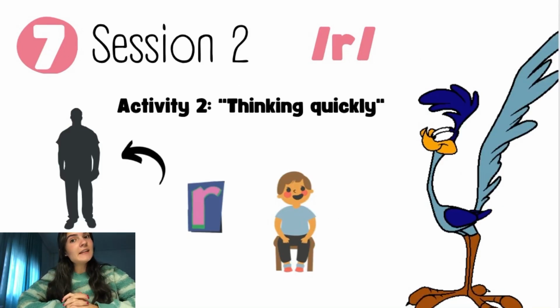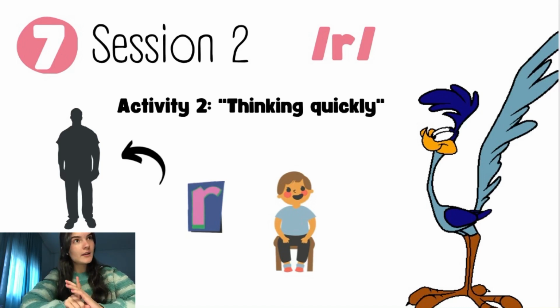The second activity is called thinking quickly. The students will sit in a circle and the teacher will say 2 words with the sound R. The game has 2 rules. Well, first of all, when the teacher says the 2 words, the students have to repeat them. But the game has 2 rules.